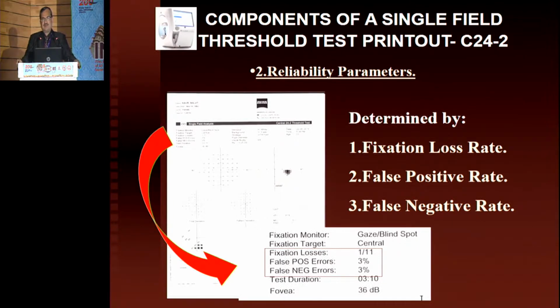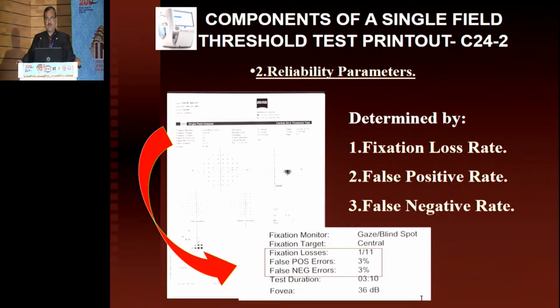Now, when you see a printout, you know that this test belongs to this patient, and which eye is tested, and once you confirm that the test belongs to that patient, the next question that you need to answer is whether the test you are looking at is reliable or not. If it is unreliable, no point in interpreting it. So the reliability parameters are determined by the 3 components: the fixation loss rate, the false positive rate, and the false negative rate. The fixation loss rate implies that periodically, a light stimulus is projected in the area of the blind spot. If the patient sees it, that means the patient is not fixing properly.